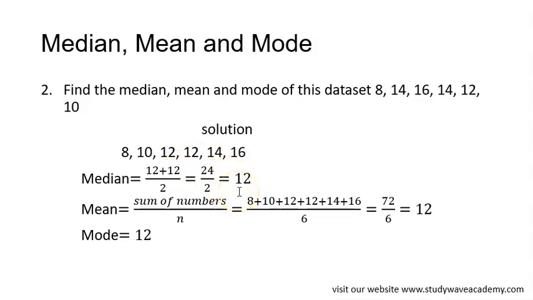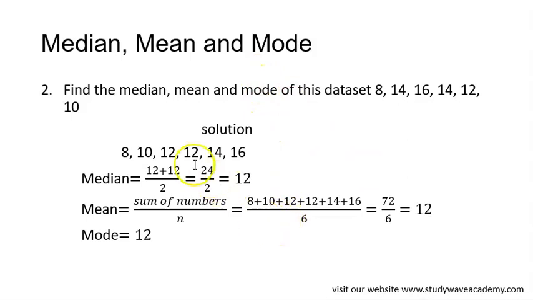We are going to get the mean next. The mean is what? The sum of all the values divided by the number of the values, right? So we add all these numbers together and divide by 6. We have 6 numbers here, right? When you add 8 plus 10 plus 12 plus 12 plus 14 plus 16, it is going to give you 72 divided by 6. 72 divided by 6 is going to give you 12. So the mean is 12, okay?